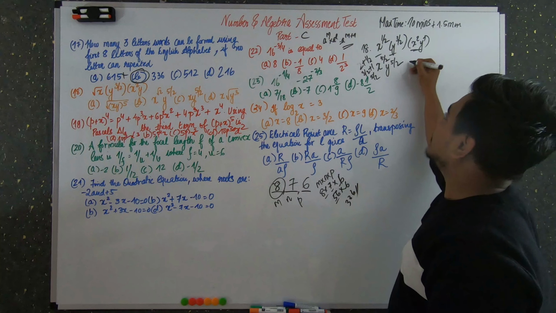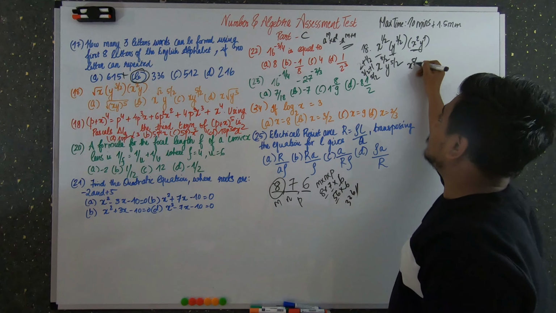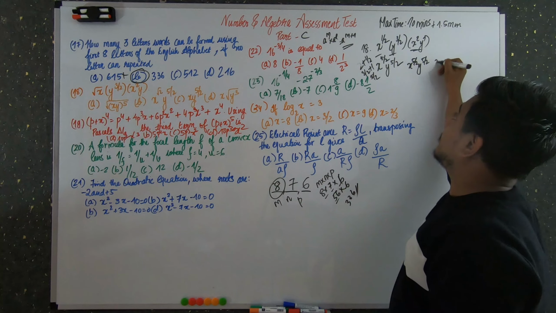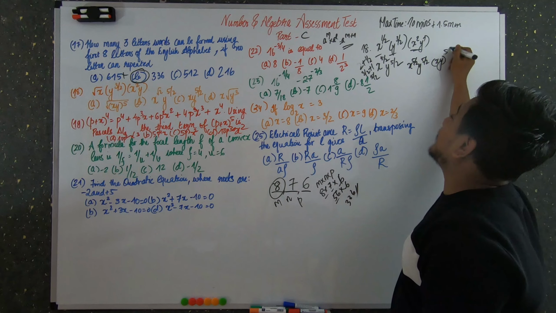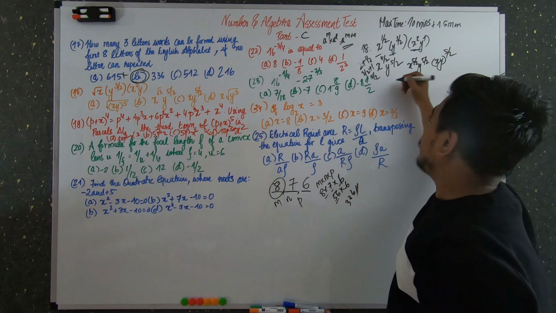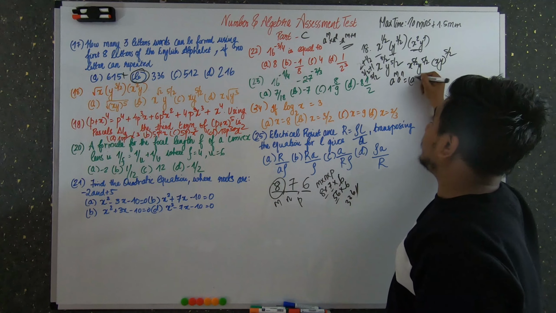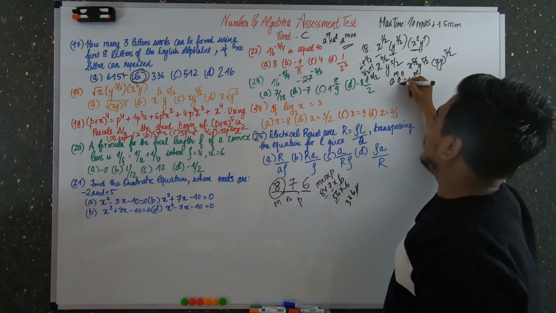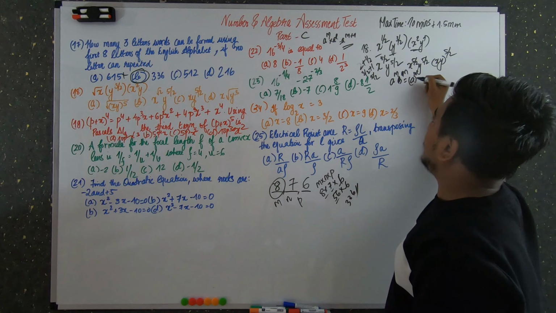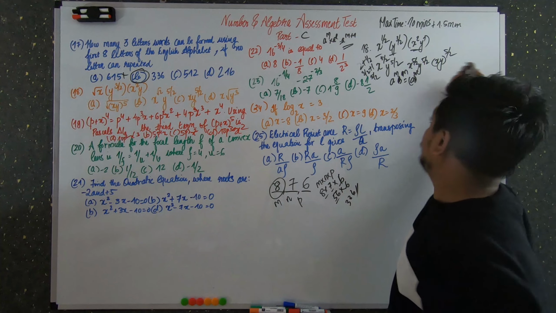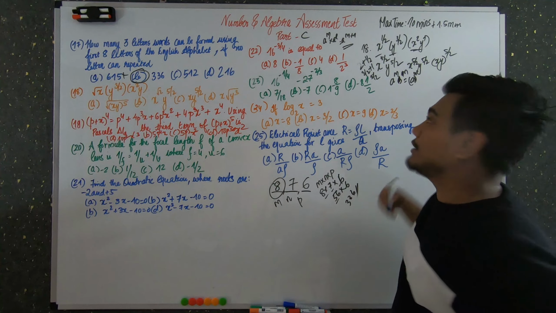Okay, so the answer is x raised to 5 by 2 into y raised to 5 by 2. Again, you can group together and write it as xy the whole raised to 5 by 2, right? Because a raised to m into b raised to m is same as ab whole raised to m. So xy the whole raised to 5 by 2.